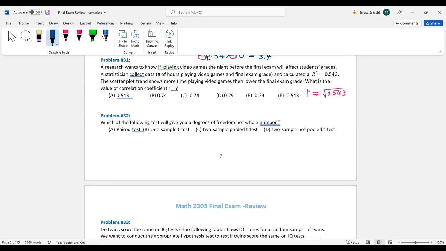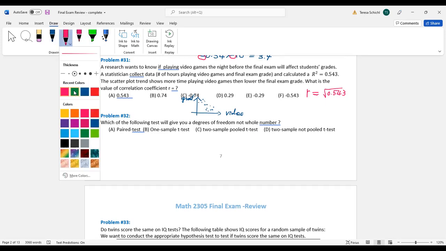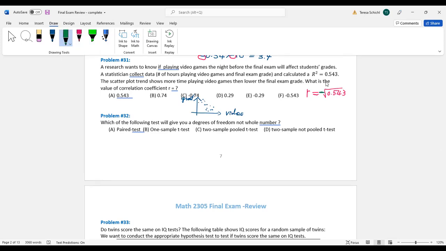So here, if you play more video games, so this is video games and this is the final grade, you're going to have a lower grade. So I know R has to be negative. When I take the square root of 0.543, it has to be negative, because the trend is negative here.